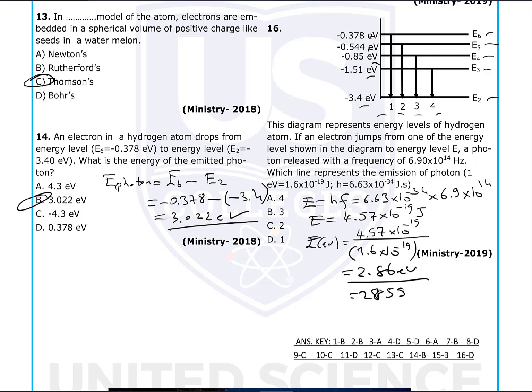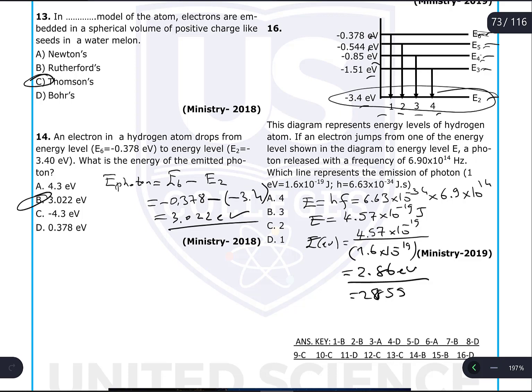Now one by one, let's check that. First, we should know that such a transition of 2.86 electron volts is impossible between 6 and 5, 6 and 4, or 6 and 3. So only a transition to n equal to 2 can make such a big number. So we will check whether it is from 6 to 2, 5 to 2, 4 to 2, or 3 to 2, one by one. Let's check 6 to 2 first.